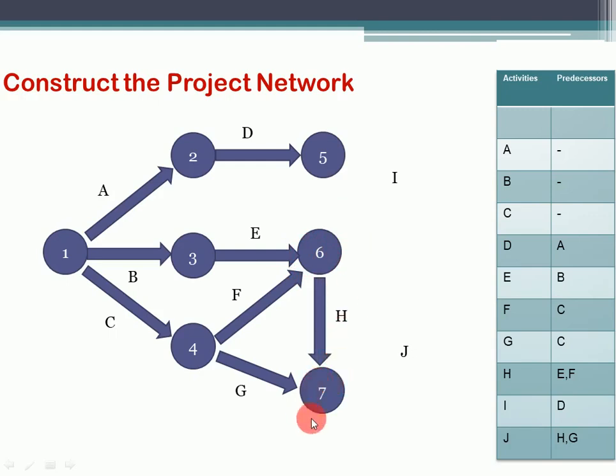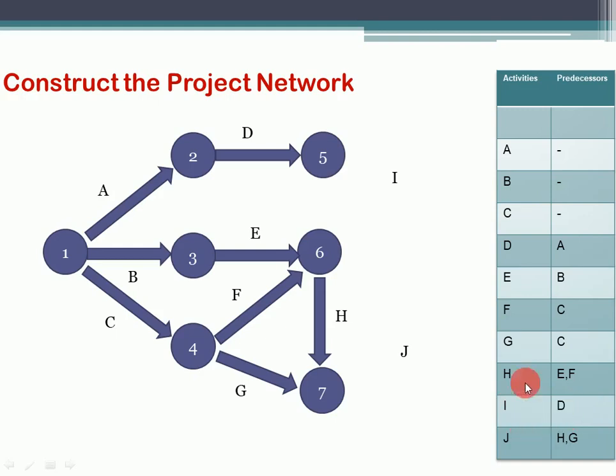Now why I ended it at node number 7: you can see our last activity has two predecessors, H and G, and both are ending at the same node. As G was already ended at 7, we have to end activity H at node number 7. Alright. Now after H we have activity I, and it's having D as its predecessor. That means where D is ending, we have to start I.